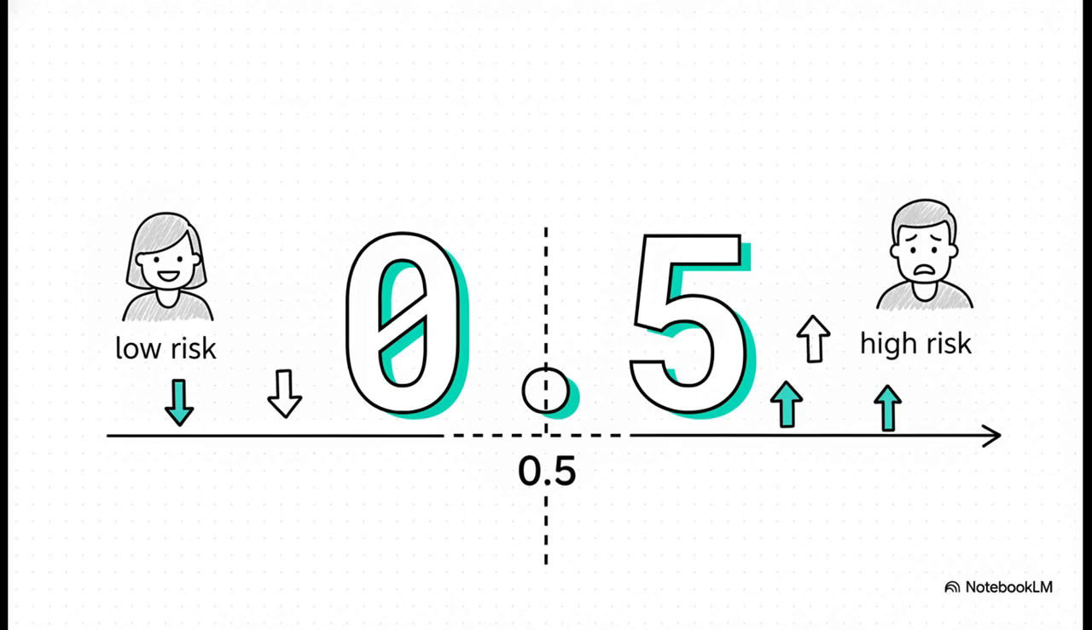Once we have that probability score between 0 and 1, we still have to make a final decision. We do this by applying a decision threshold. Most commonly, this is set right down the middle at 0.5, meaning if the model scores an applicant at 0.51, they're classified into one group, say high risk. But if they score just slightly lower at 0.49, they go to the other group, low risk. You can totally adjust this threshold depending on how cautious you want to be, but 0.5 is the classic dividing line.